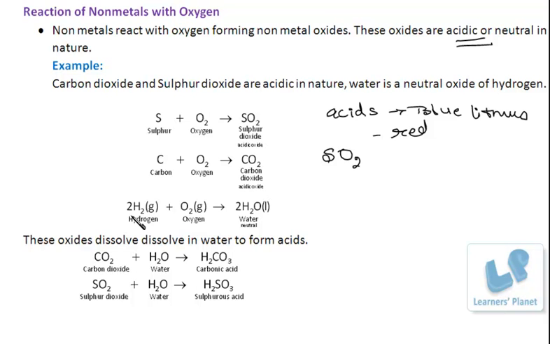Whereas hydrogen reacts with oxygen forming water, and water is neutral. See, water has no effect on litmus paper. Litmus paper, when neutral, is purple in color. So water doesn't change the color of litmus paper, right? How will we test the acidic or the basic nature of oxides?